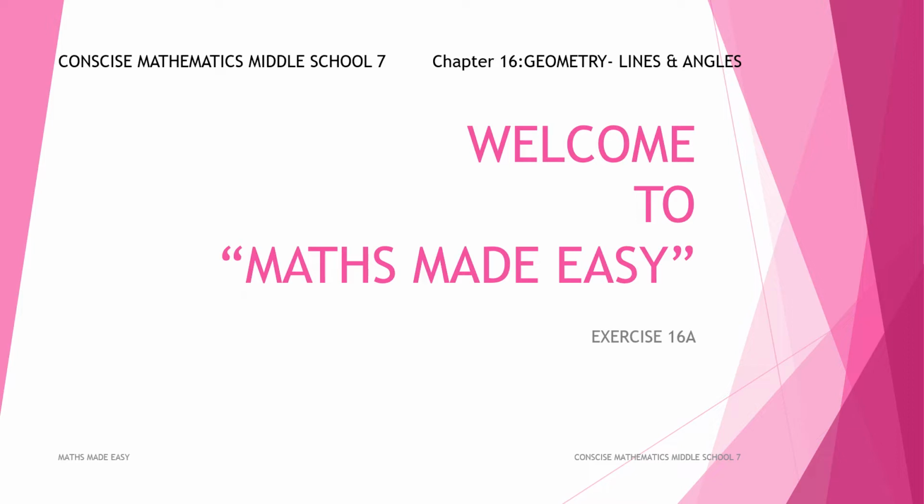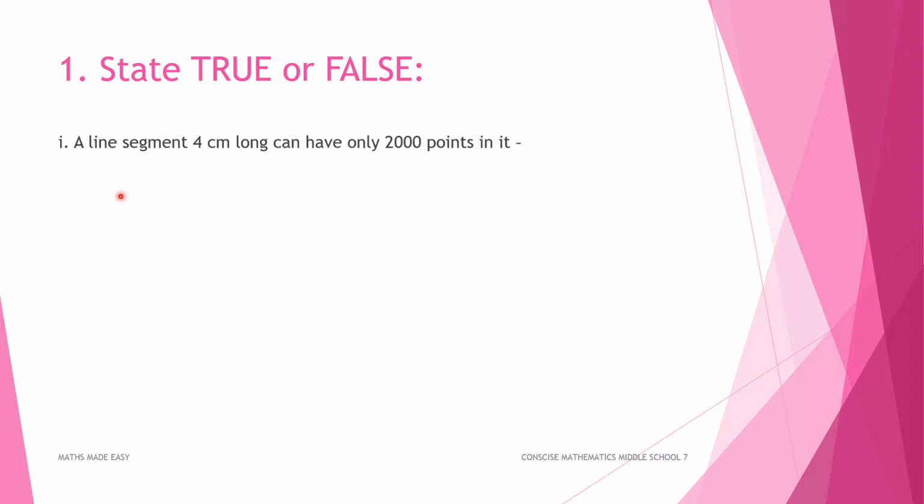Today let's start our exercise 16a part 1. Let's start with state true or false. Here they have given a statement. First let's understand the question. A line segment 4 cm long can have only 2000 points in it.